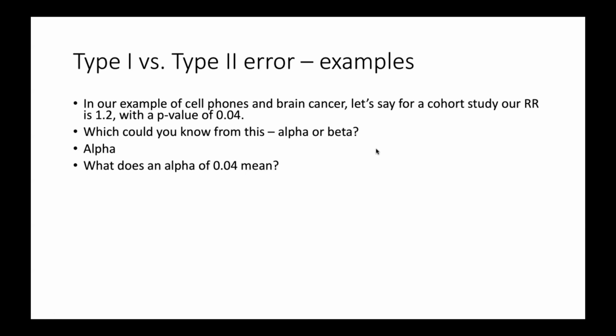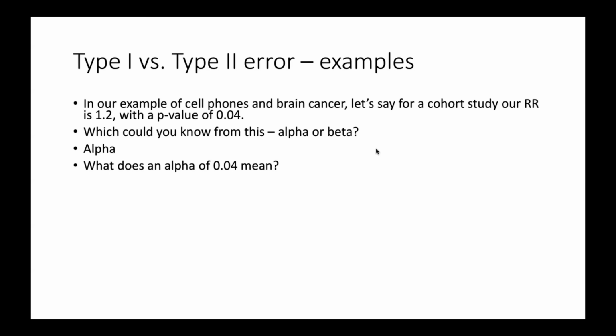And so, Mike, what does an alpha of 0.04 mean? The likelihood that there is a difference in 0.04, or I'm sorry, that there is a random error chance of 0.04. Okay, so that's better than the last time, but it's still a little vague. So try again.